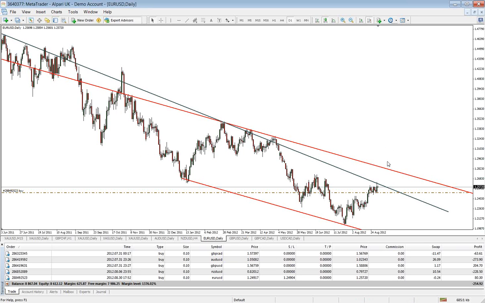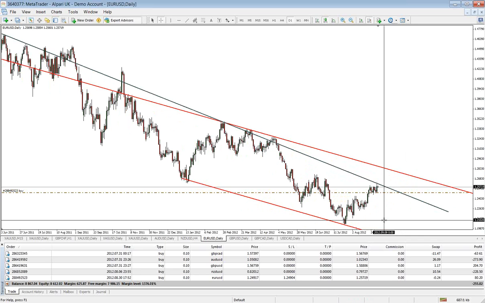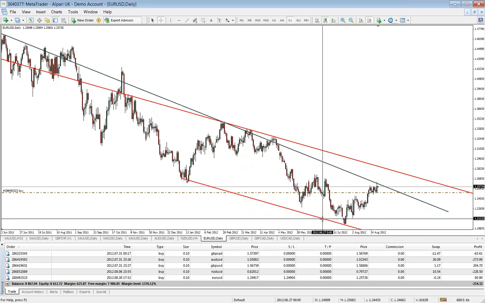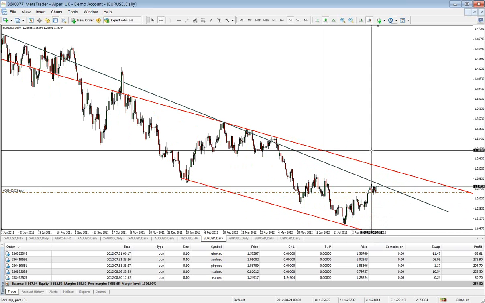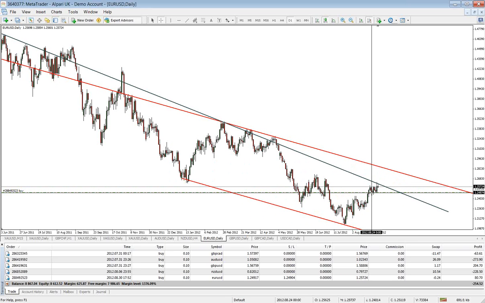Okay, now the euro dollar. The euro dollar seems to be accelerating now, and I do expect that this uptrend will continue. I do not expect much of a bounce here. We already had quite a few bounces at the level where we bought euro dollar.